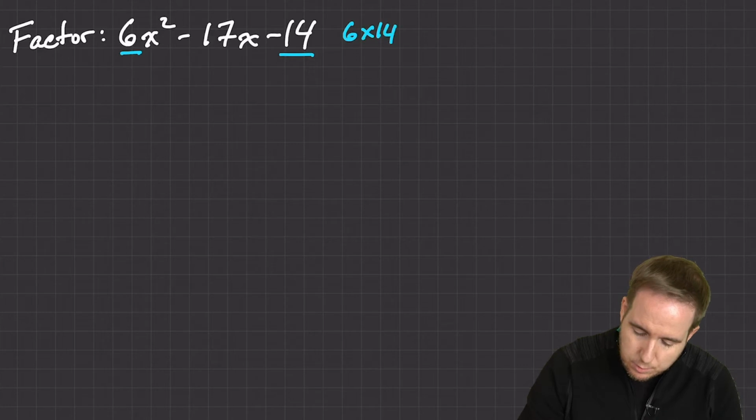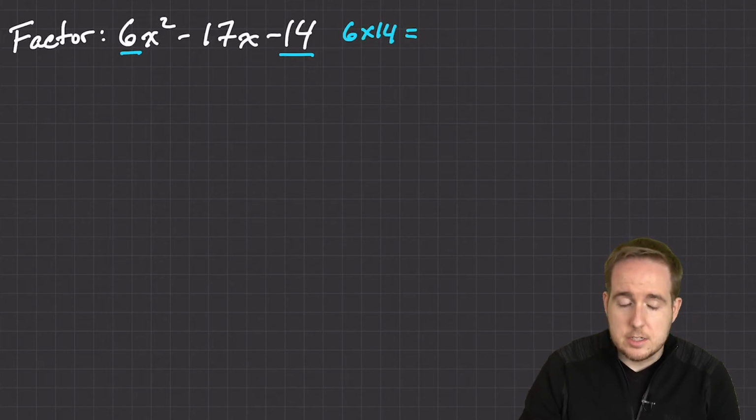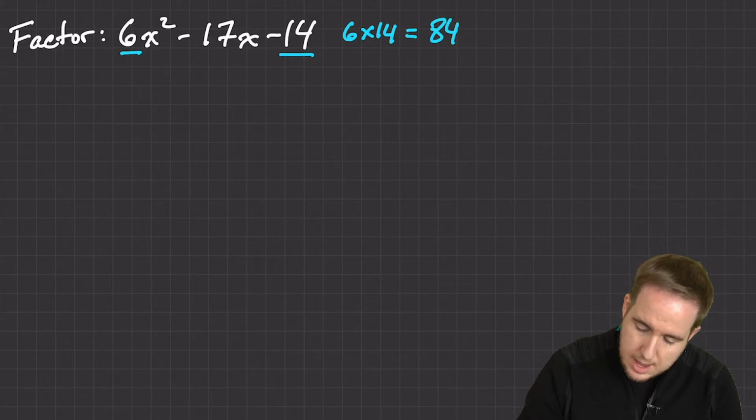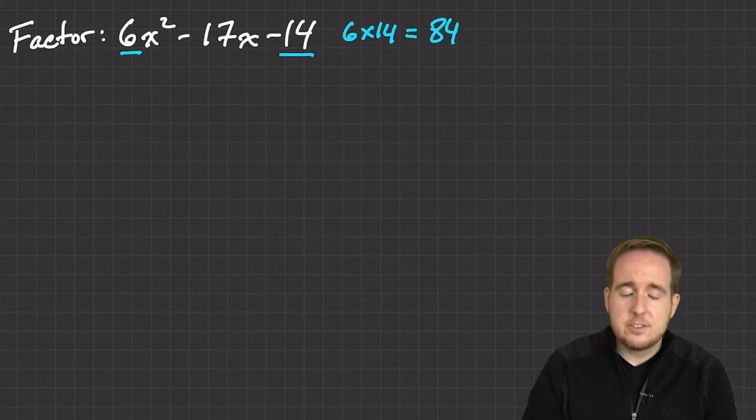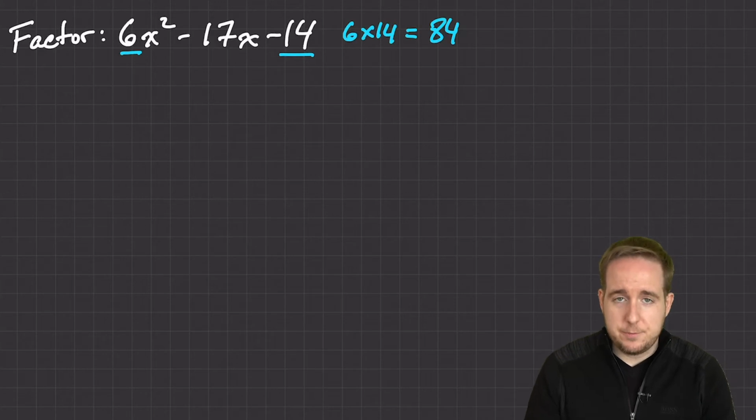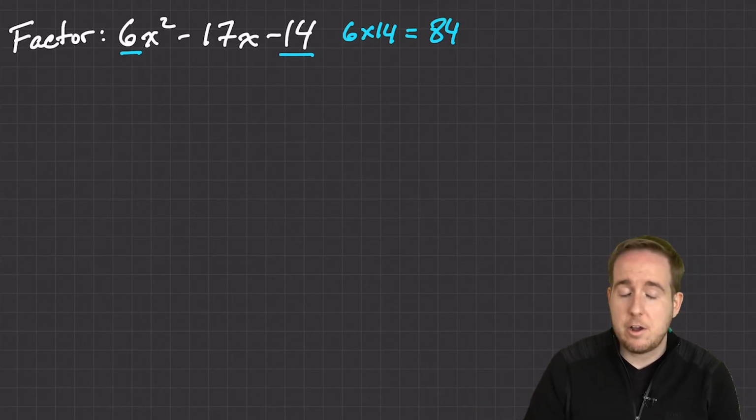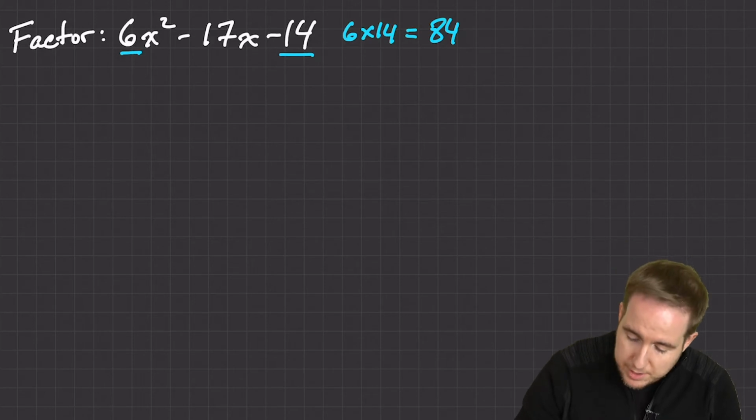6 times 14, which is 84. And now I have to make the list of ways to make 84 by multiplication. And there is no shortcut. This is absolutely boring. This is absolutely tedious. If you want to reach for a calculator to do some of this faster, by all means, but this is the way to do it.